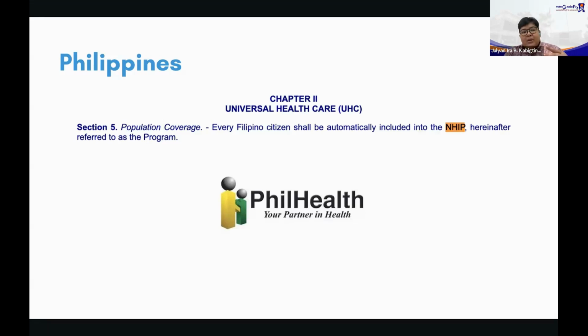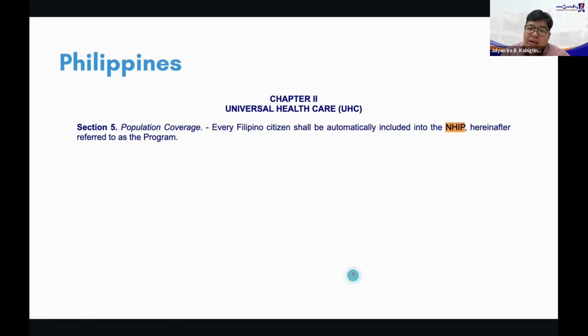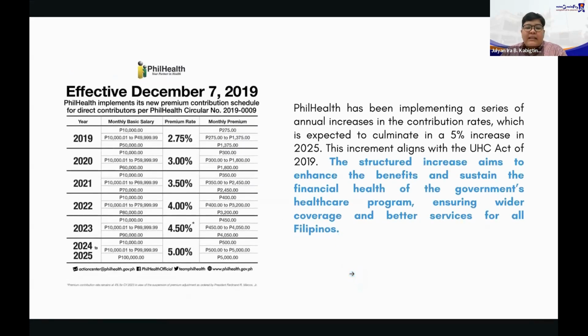Through RA 11223, citizens are automatically enrolled into PhilHealth when they become of age and are able to register already. However, UHC in the Philippines was implemented in 2019, and in the preceding years there was also an increase in the contribution to PhilHealth, because people contribute to PhilHealth in order to also have benefits from it.